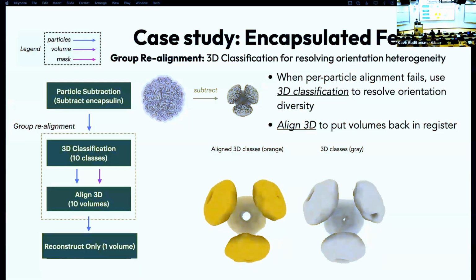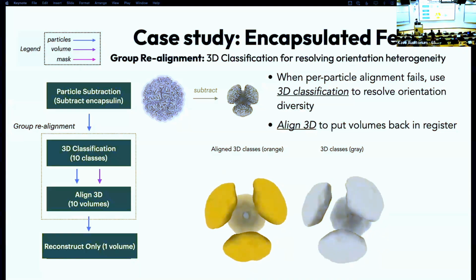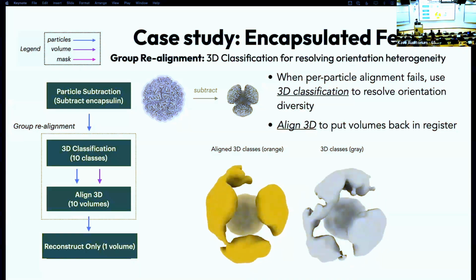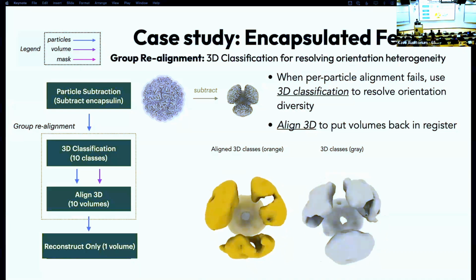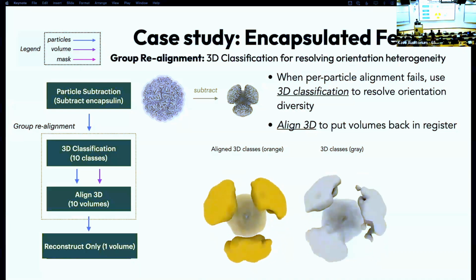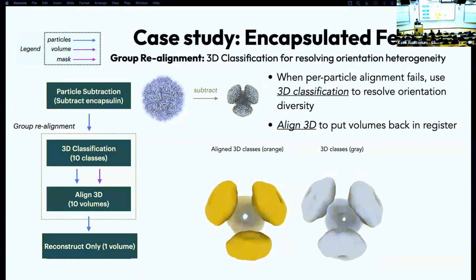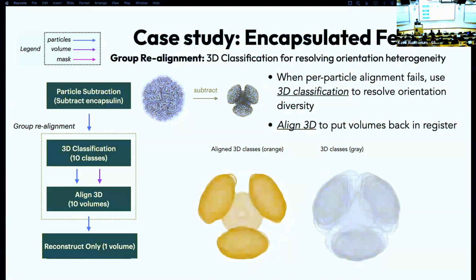Okay, I'll play this one more time. In orange is the Align 3D classes after running Align 3D. So you can see that they're quite a bit more spatially coherent. And then also I'll show a static image here of all of them overlaid on each other. So this technique of using 3D classification to resolve first orientation diversity and then using Align 3D to put volumes back into register is what I like to call group realignment in this case study.